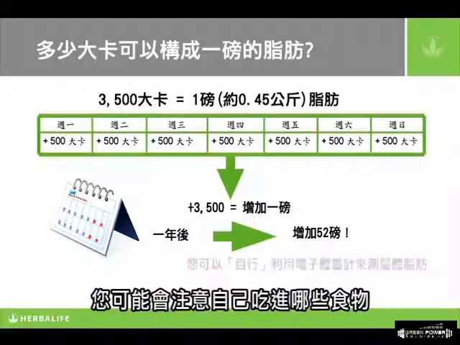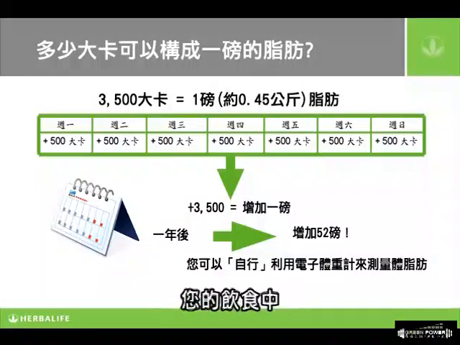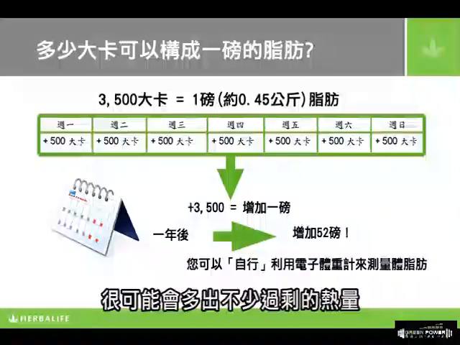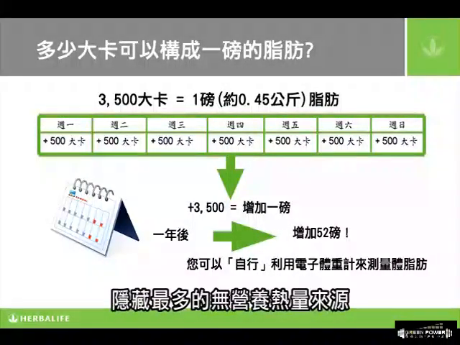You may be watching what you put on your plate, but are you watching what's in that mug, glass, or can? If not, you just might be adding extra calories to your diet. Beverages are probably the biggest hidden source of empty calories in our diets.